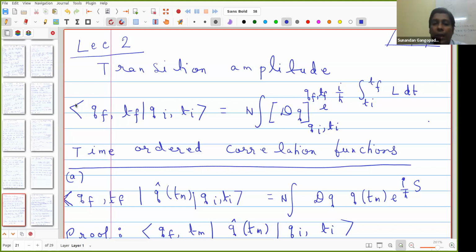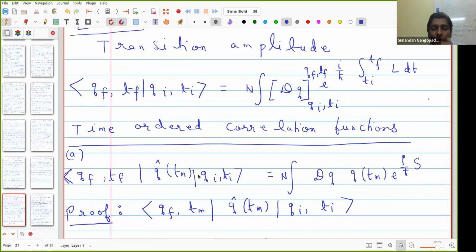Let me again recall that the transition amplitude, this is the expression that we have already derived. That is, the overlap of Qi at time Ti with Qf at time Tf is given by this expression. I have just put a normalization constant here. It is basically the configuration space path integral. This is the path integral measure, and the lower limit is Qi, Ti, the upper limit is Qf, Tf, which basically says that it is a sum over all possible paths, but all the paths start from Qi at time Ti and end at Qf at time Tf, and are weighted by e to the power of i by h bar times the action, the Lagrangian action.